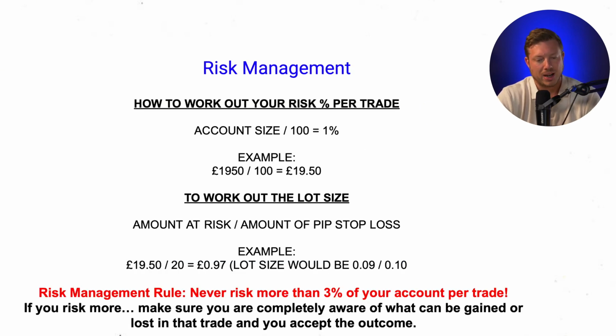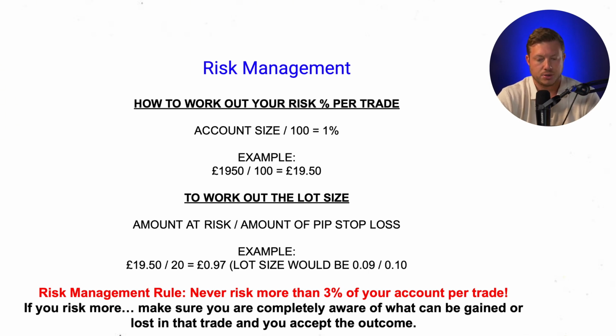So when we look at risk management, how to work out your risk per trade is account size divided by 100. Risk management is key in trading because if you're over leveraging, you're gambling, you're trading too much, and you don't know your risk, you don't know the chance of ruin on your account. For me personally, I know that it'll take 35 to 38 trades to blow my account because I'm a little bit more risk averse.